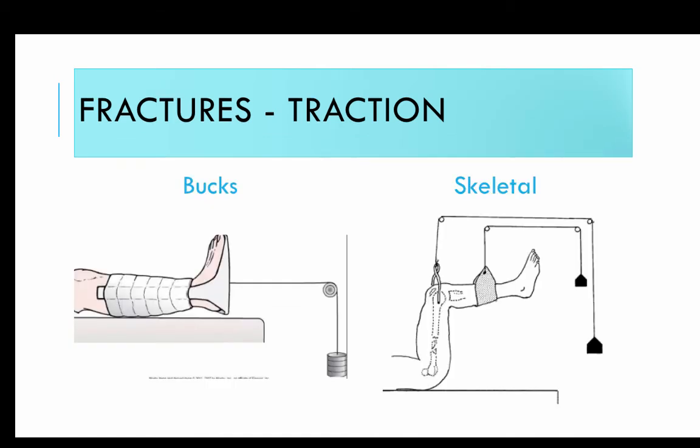All right, there's two kinds of tractions that we use most frequently. We use Buck's traction, which is the one on the left there, or skeletal traction, where there's actually a hole drilled into the bone there. And both of these types of tractions are for femur or hip fractures because they will help prevent muscle spasms and pain and promote alignment.